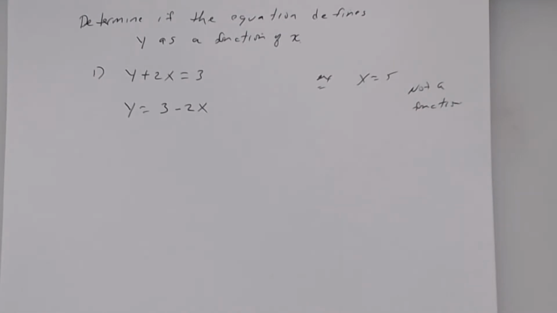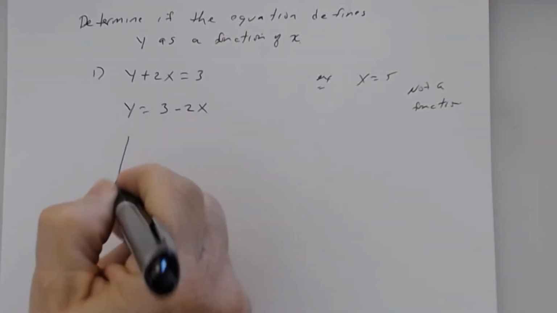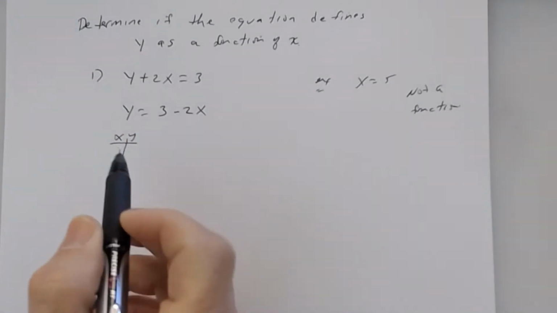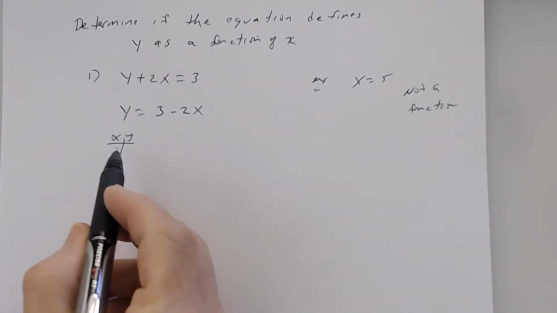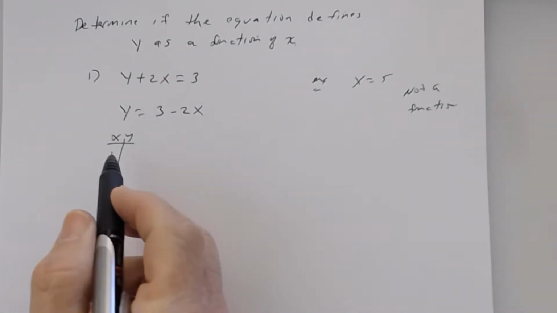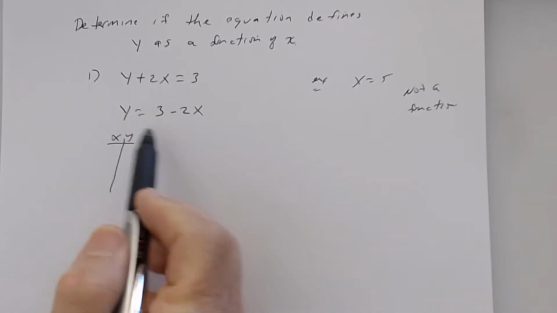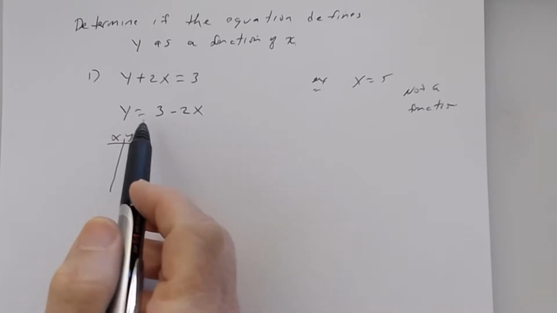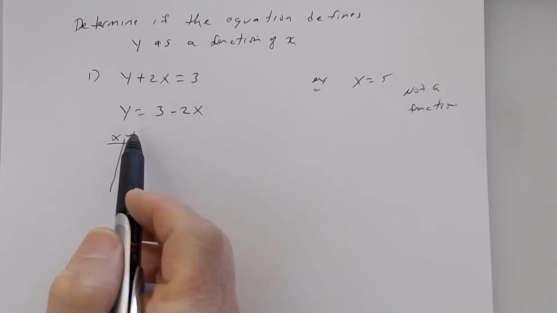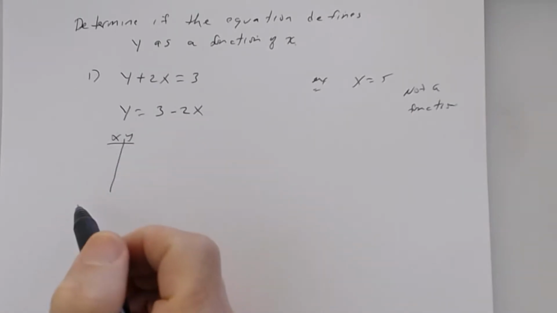But let's talk about this in terms of a t-table then. Remember the definition of function says that for each x coordinate, there's got to be what? One y coordinate. All right? You know it's a line, so it's going to pass the vertical line test because you know it's not a vertical line. Let's look at this, though, in terms of a t-table. Let's kind of verify that that's true.